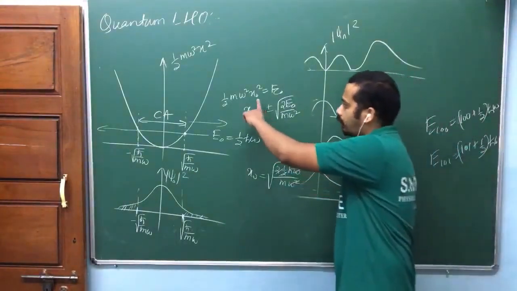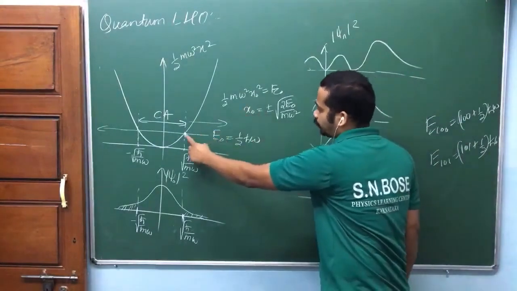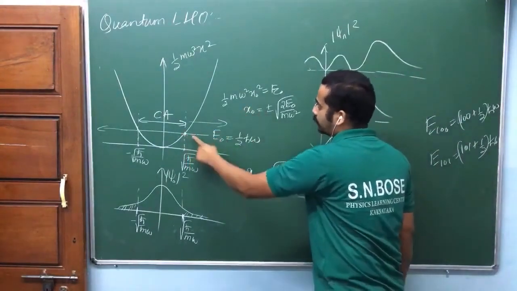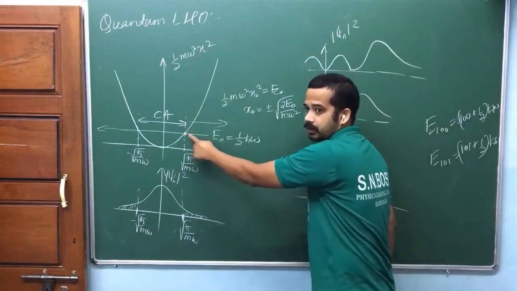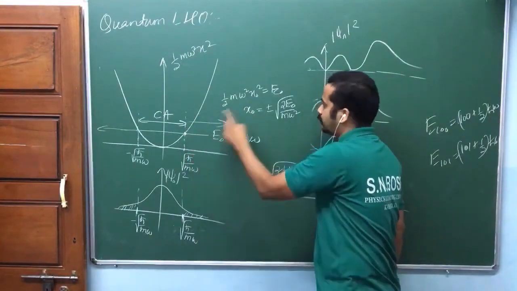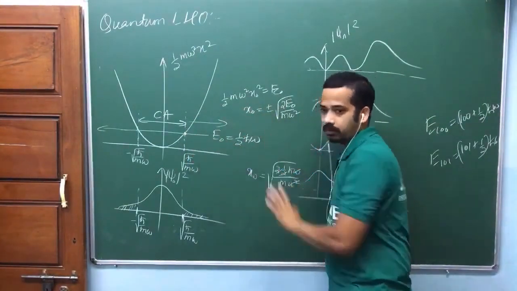How do I solve for this x naught? Look at here, at this point my energy should be equal to potential energy, am I right? At this point. Yes, sir. Just substituting that and solving, I quickly got that, okay?